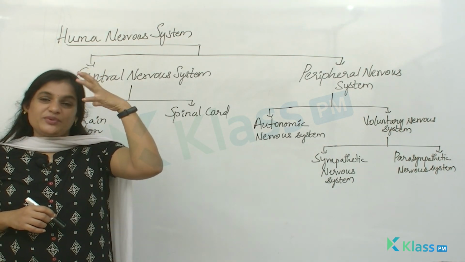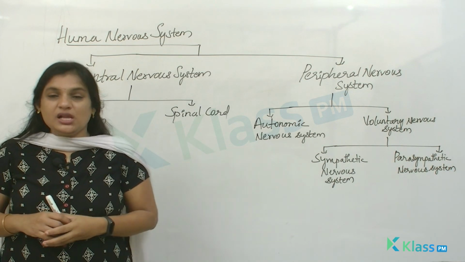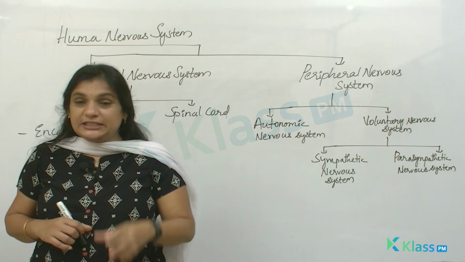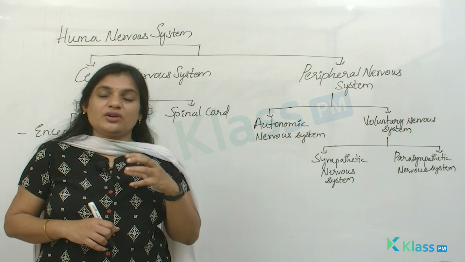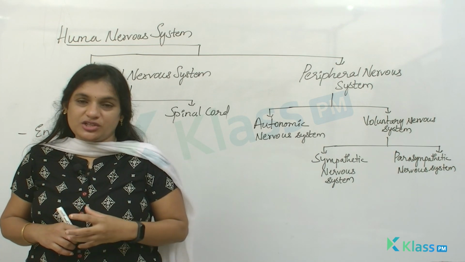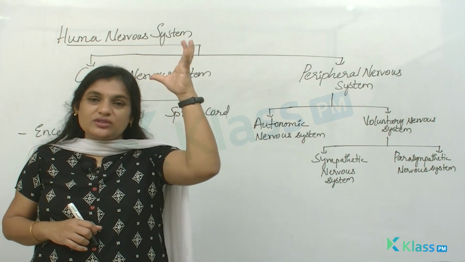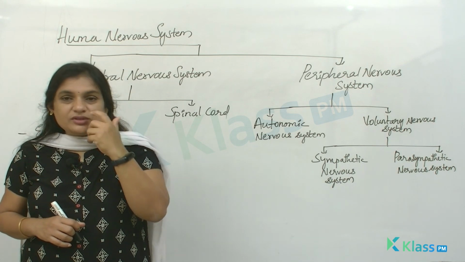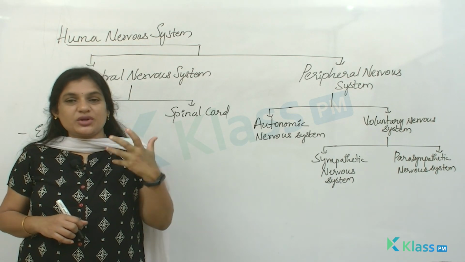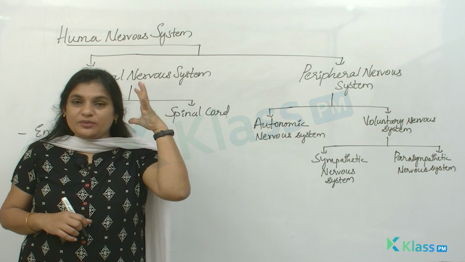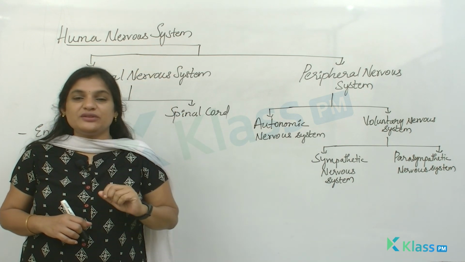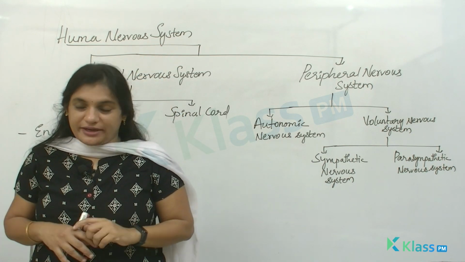The brain is present on the uppermost part of the central nervous system, and it is the site for higher coordination. As I've told you, all these messages are transmitted through neurons to the brain, where the brain analyzes the information and sends it back to the organs, right?